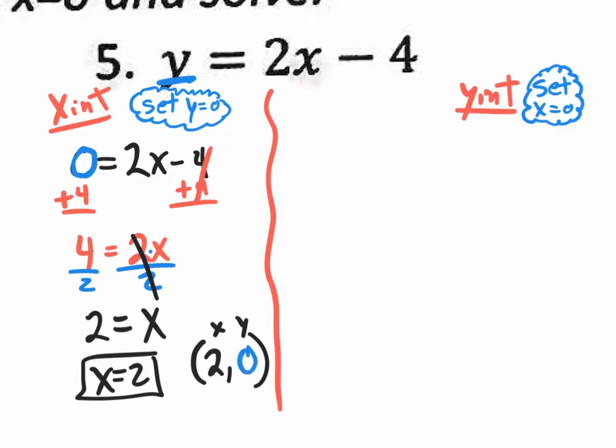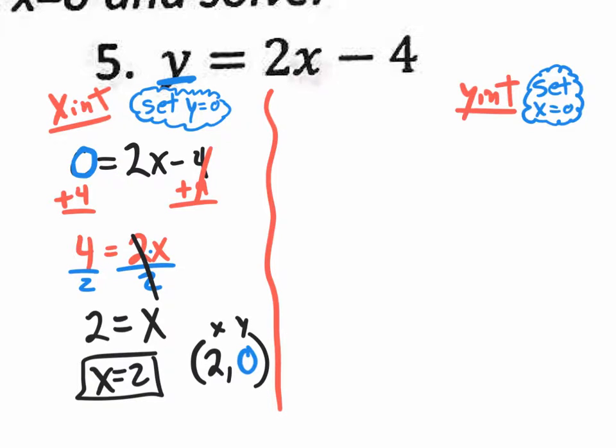So let's put a 0 where the y is at. So that's your x-intercept coordinate. Let's do the same for the other one, but instead of setting y equal to 0, we're going to set x equal to 0. Again, to find the y-intercept, you set x equal to 0 and solve.